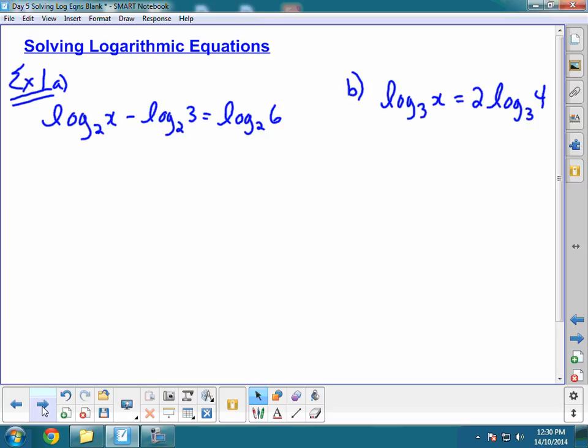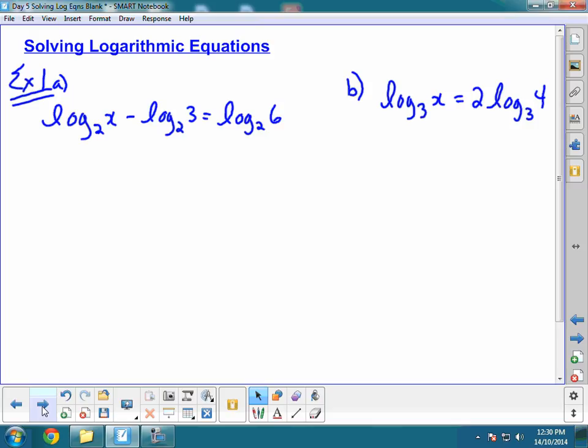Yesterday, the x was just up in the exponent. That's what makes it an exponential equation. But in these ones, the x's are in different spots. Now, we're going to use the laws of logarithms, and the fact that logs are exponents, to solve these.